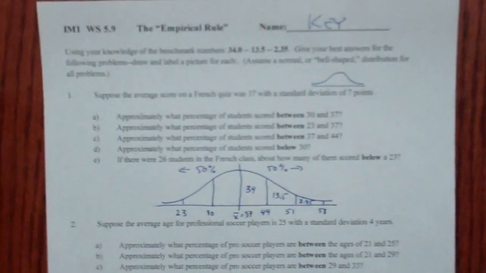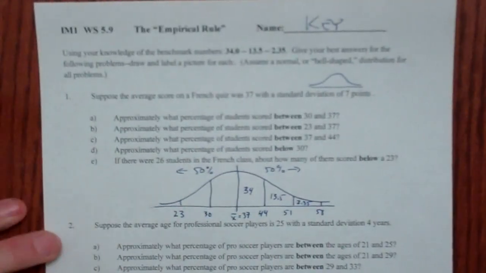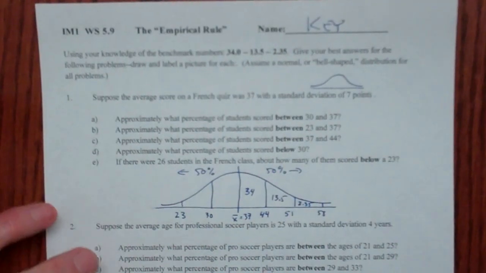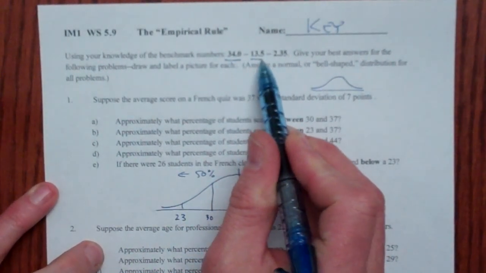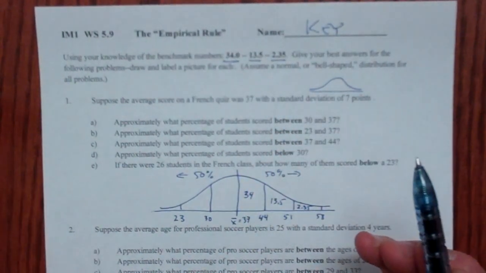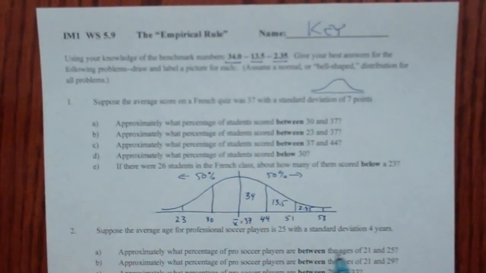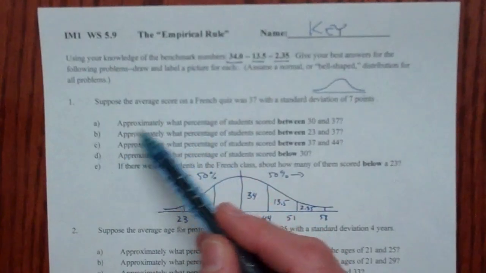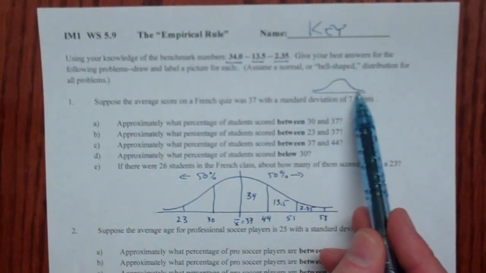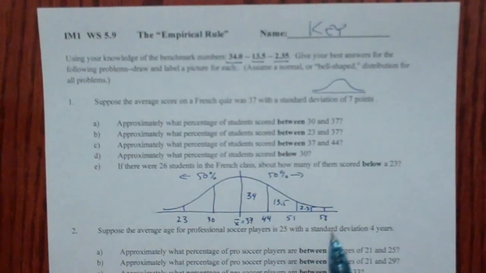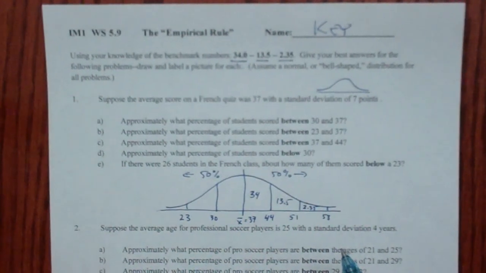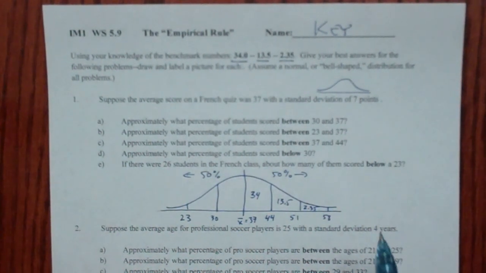Alright, here we are. I'm just going to do the first problem with you, show you how simple this is. As long as you remember these three simple values, 34, 13.5, and 2.35, you're going to be very good. All of these problems are assuming that you've got a normal distribution of data. It doesn't work if that is not true. So we're assuming that is true. It usually is when you give tests or measure people or something like that.